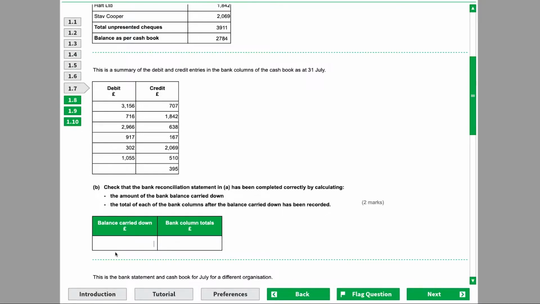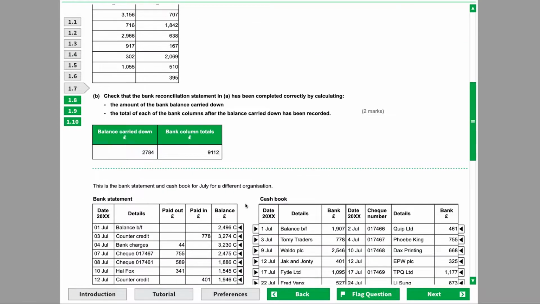So the balance was 2,784, which is good because that means it checks out with part A as well, which was the balance as per the cash book up here. And then the total on the bank columns was 9,112. So that covers part A and B. So we can now look at part C.